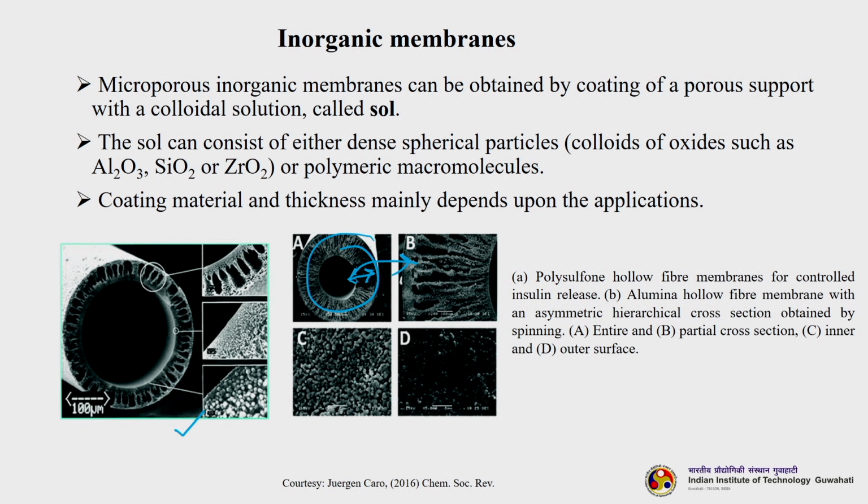Then C is the inner surface, which means this surface, and D is the outer surface, which means this surface. These are scanning electron microscope images which tell us how the particular membranes are prepared and how they look when you go for an electron microscopic image.